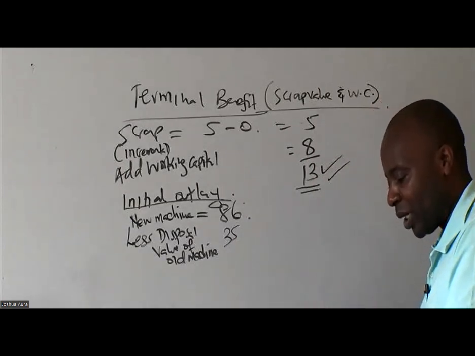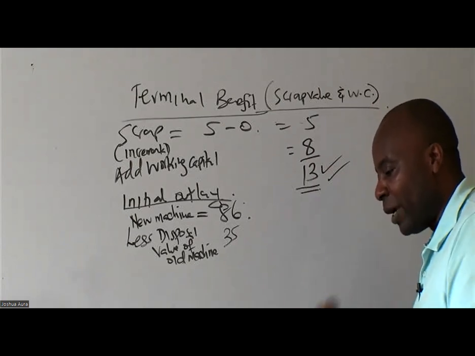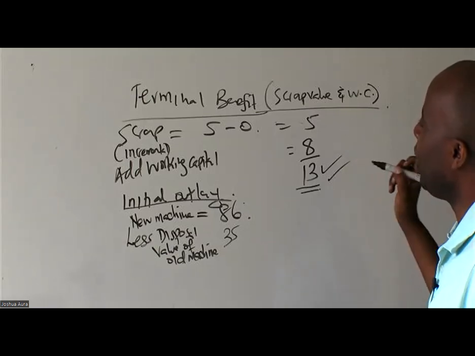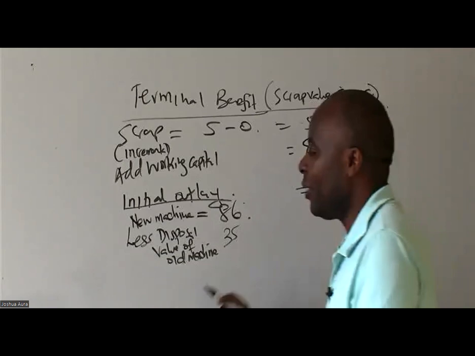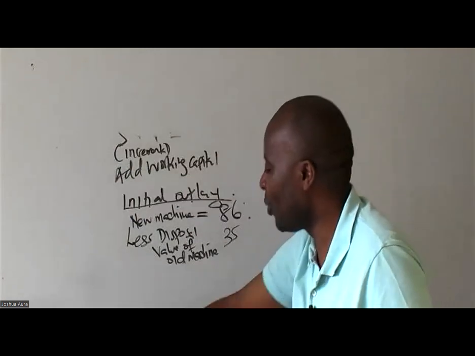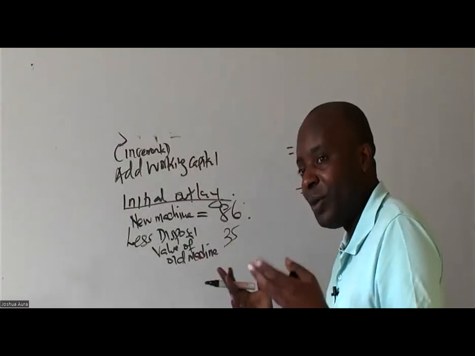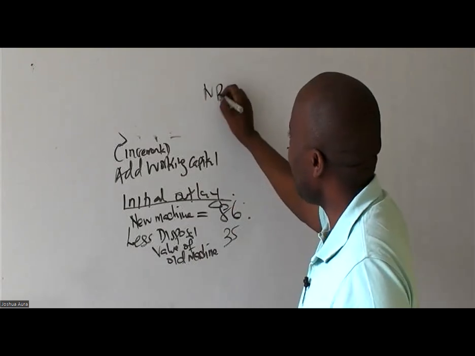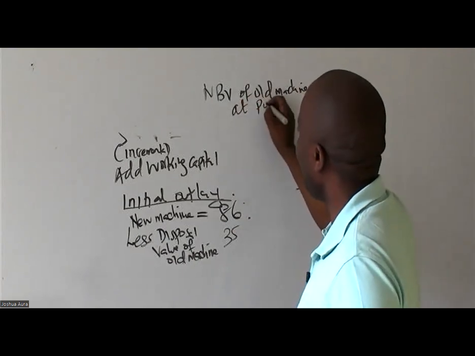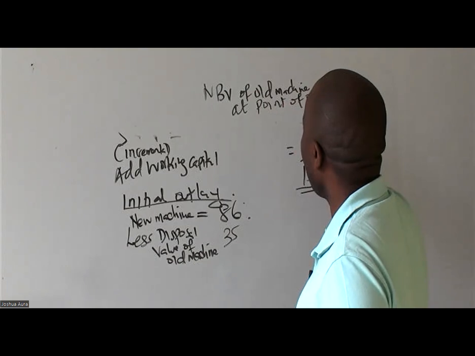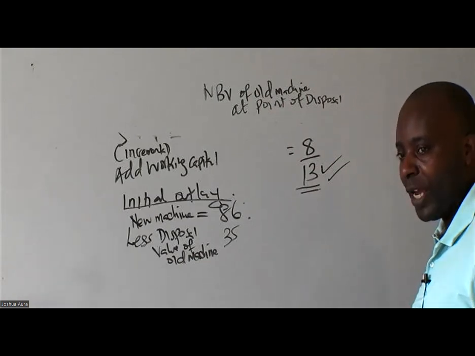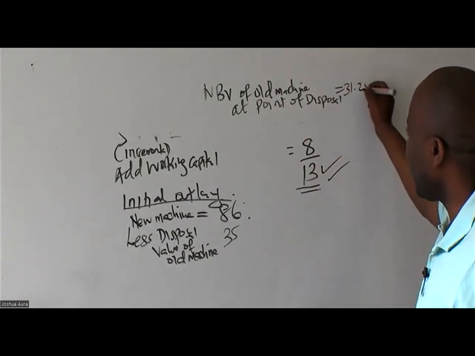We have sold the old machine. What in this case, ladies and gentlemen, will be the gain on disposal? For the old machine, I would want someone to give me the net book value at the point of disposing, because we have to remove depreciation, we have actually obtained this figure. So the net book value of old machine at the point of disposal. Do you remember this figure? It was 31.25.